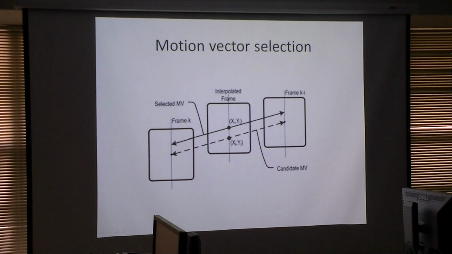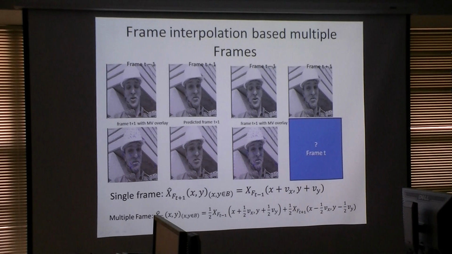Excuse me, if you have more than 2 frames, how can you calculate the motion vector? So suppose you have a frame t minus 3 and t plus 3, right? Then you can calculate the motion vector for minus 3 and plus 3, then you get another.